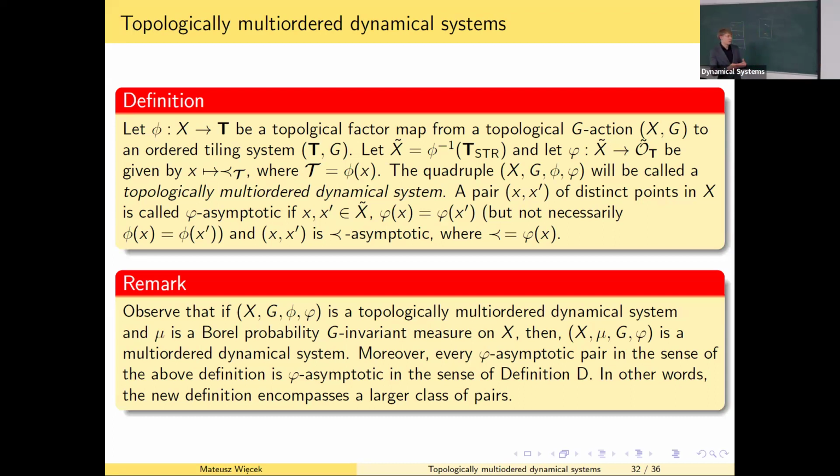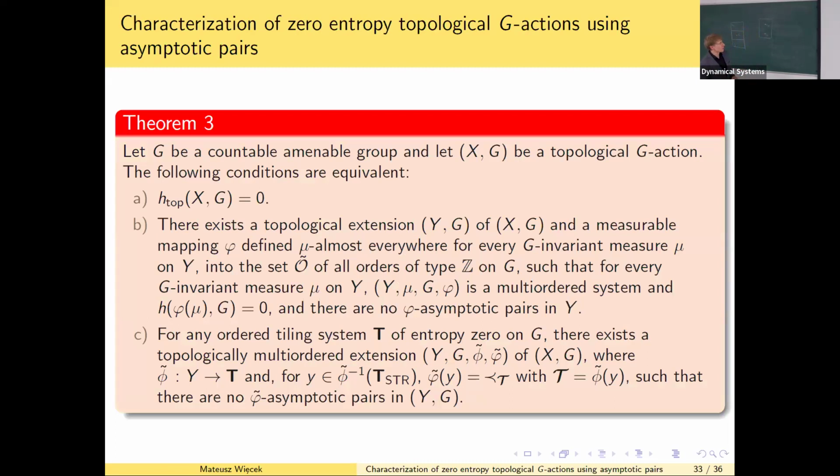So this definition, as I said, expands the previous one because it encompasses a larger class of pairs, because we have one universal map for all measures in this case. And now we can state the theorem, which is actually a characterization of zero-entropy systems. If we have a countable amenable group and a topological G action, then the following conditions are equivalent: that system has entropy 0, and there exists a topological extension of this system and a map phi, which is defined mu almost everywhere for every G-invariant Borel probability measure on Y.